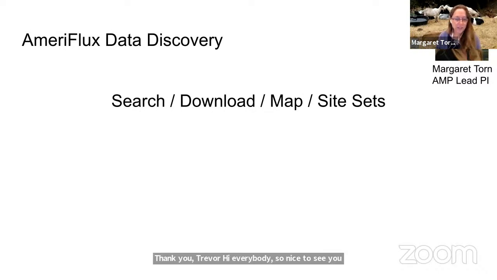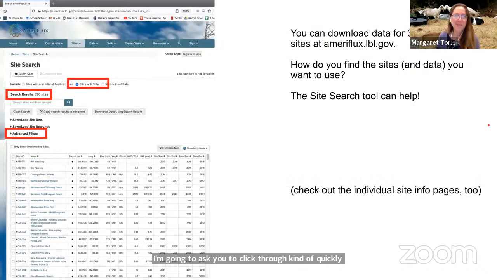What I want to do is give you just an invitation to explore the AmeriFlux.lbl.gov website and some features. It's no time for a tutorial, but I can invite you to look at a few things. And Trevor, I'm going to ask you to click through quickly starting now. As you heard, you can download data for 390 AmeriFlux sites. So how do you find the sites or the data that you want to use? The first tool I wanted to mention is the site search tool, which I think is fantastic. I use it all the time.